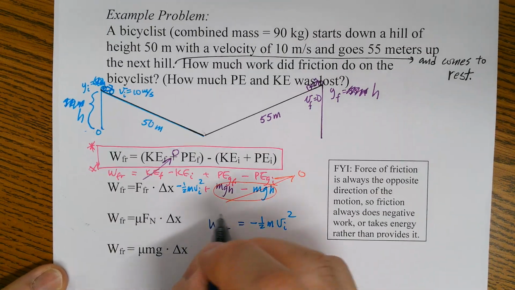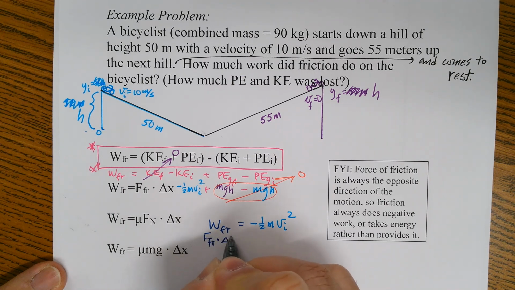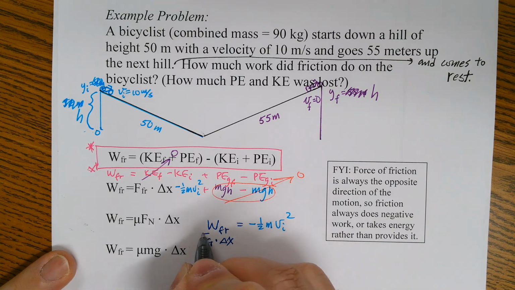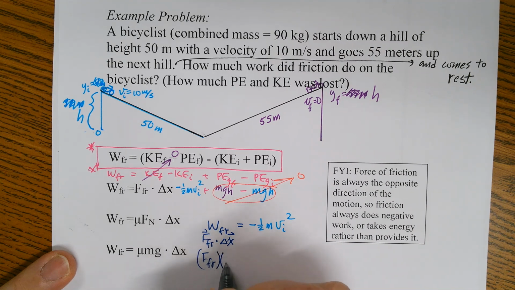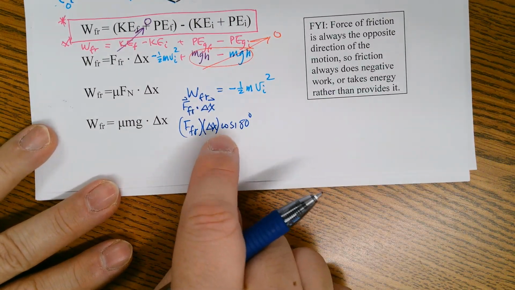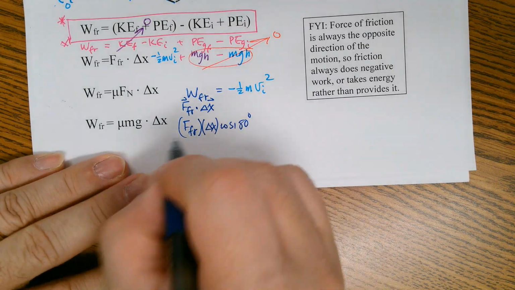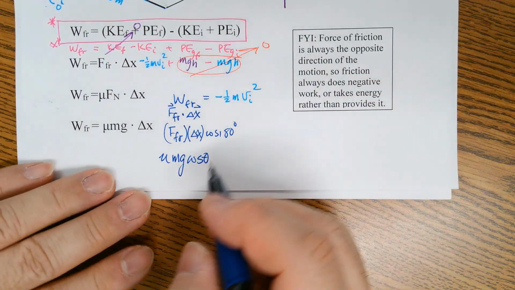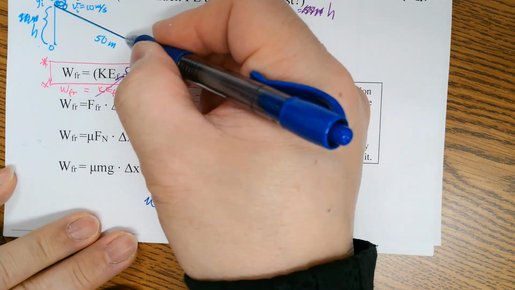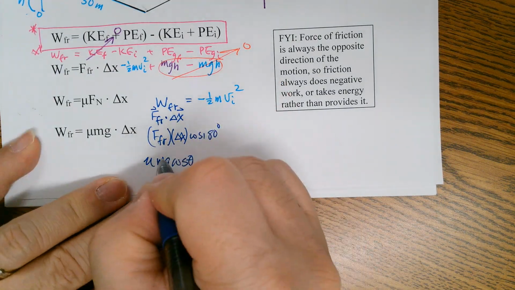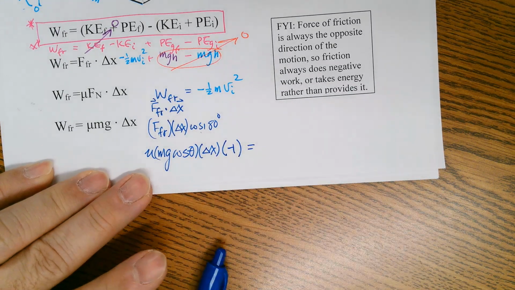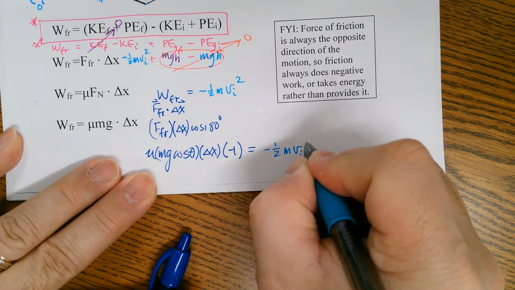But work done by friction is f friction dot delta x. So delta x is 50 plus 55, which is 105, okay? However, since this is a dot product, it is friction times delta x times cosine of 180. And that's very important. So, in our case, my friction is mu mg cosine of theta. Now, there's going to be two mg's here, so it has to be the normal force on the inclined plane, so just keep it this way. But this times delta x times cosine of 180, which is negative 1, has to equal negative 1/2 m v initial squared.